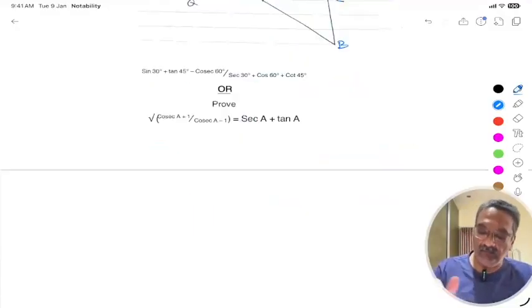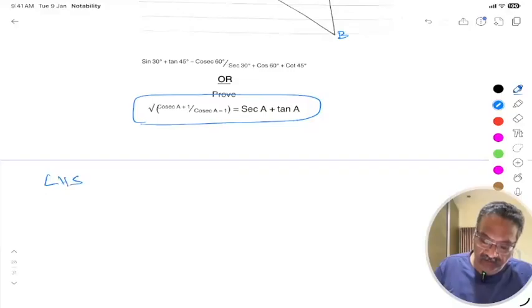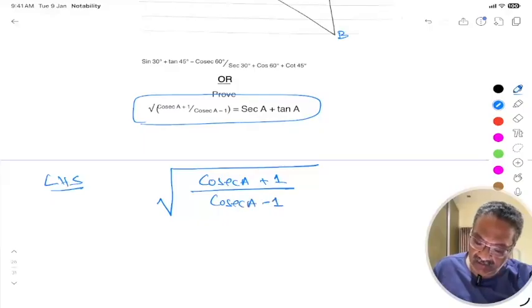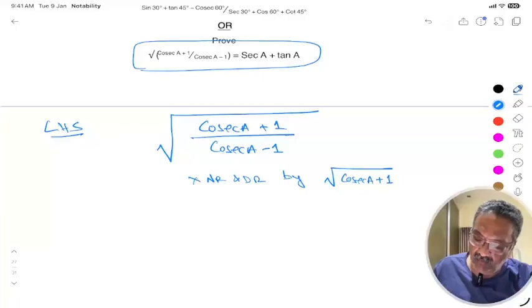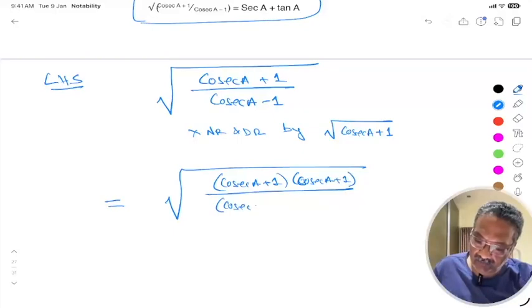Okay. Now the OR portion, we have to prove this one. Let us take the LHS portion. LHS will be square root of cosecant A plus 1 divided by cosecant A minus 1. Now multiply numerator and denominator, we have to rationalize by square root of cosecant A plus 1. So this becomes square root of cosecant A plus 1 divided by cosecant A minus 1 into cosecant A plus 1.